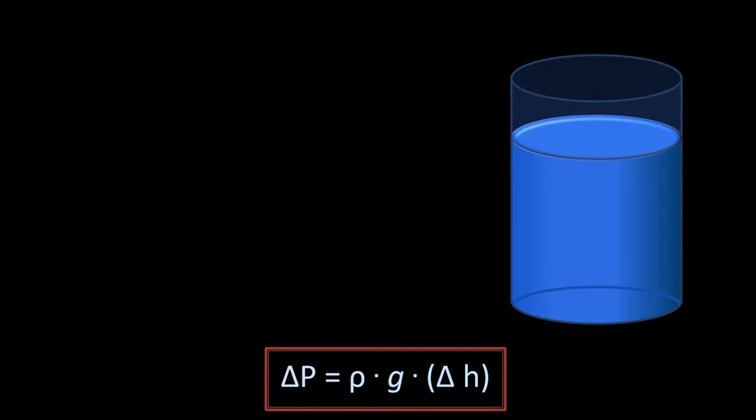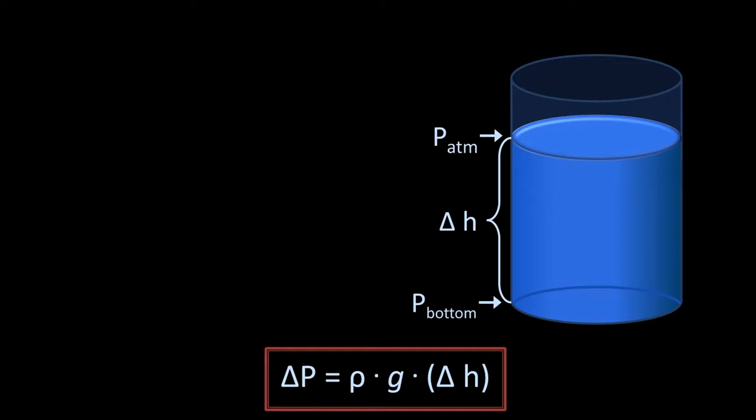In the case of the glass of water here, if we were interested in the pressure at the bottom, the 2 points we would use would be its bottom and top. The pressure at the top is equal to atmospheric pressure, and the difference in vertical height is just the depth of the water.